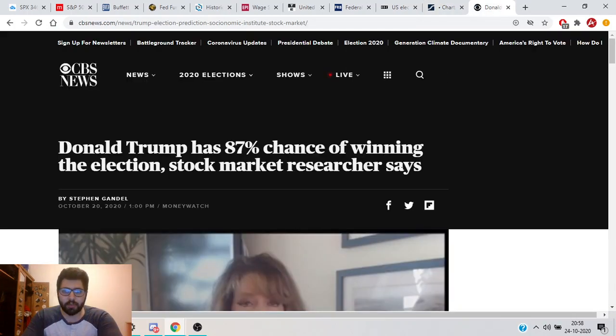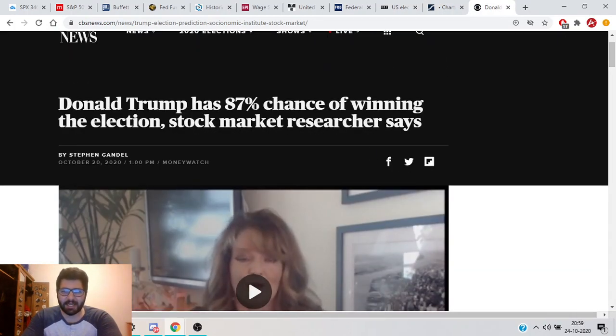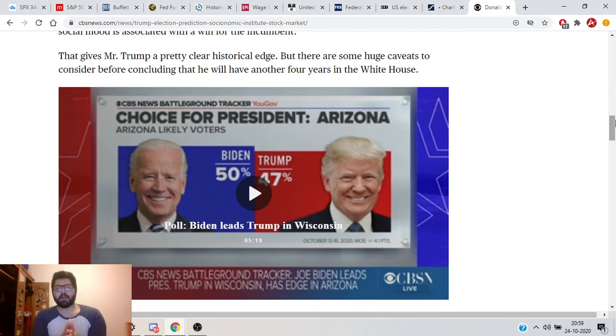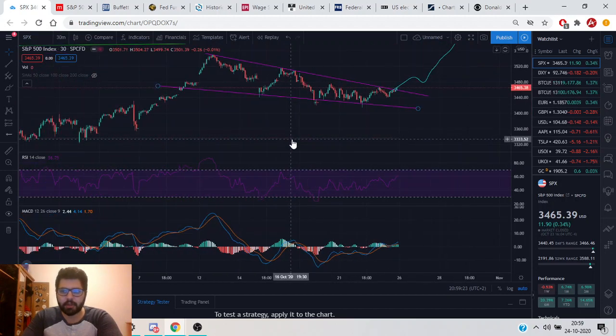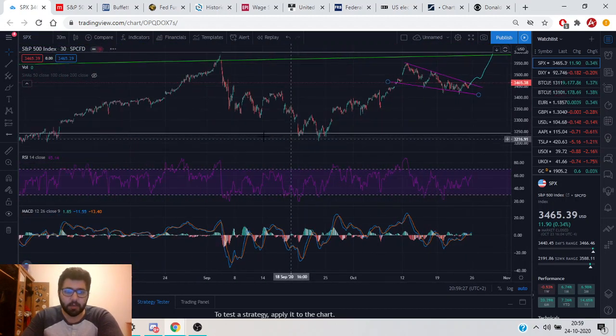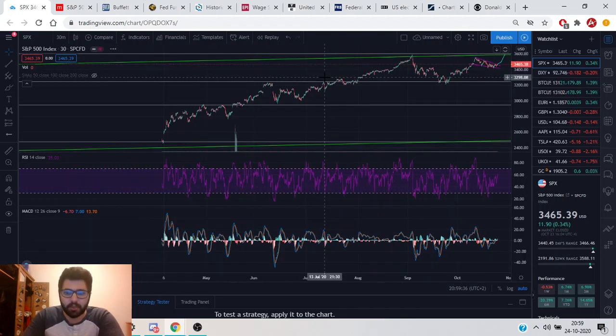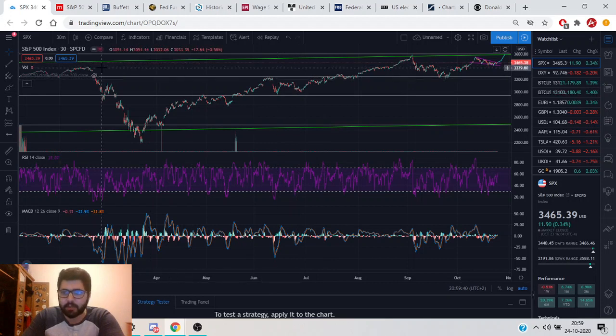And I want to look at one more thing about the election. Donald Trump has an 80% chance of winning the election, a stock market researcher says. Basically what he's saying is that over the past 200 years, when the stock market was booming before the election, the sitting president had an 80% chance of being reelected. And if we take a close look at the stock market, in comparison to pre-COVID, we're still at all-time highs. We even went to 3,600, which was a very significant number. We can look at March. Look at that. We're still higher than before that time.